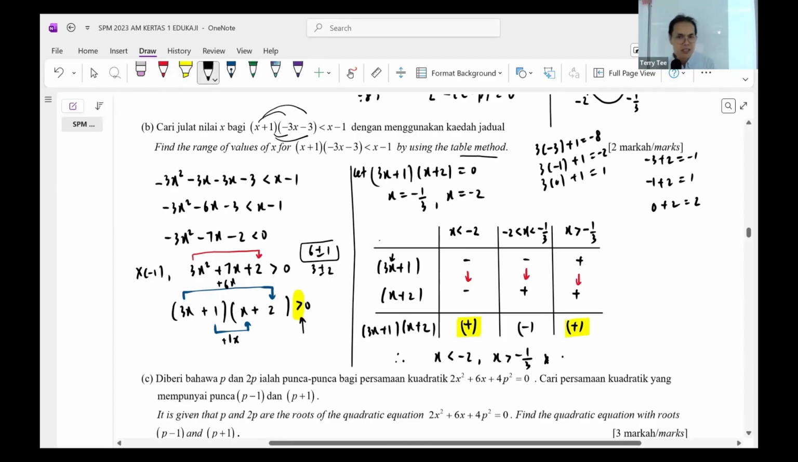I know, right? This method is really, for me, really silly. Using the graph is a lot faster, right? The table method, you have to show so much working. But what to do? The question asks us to use this method. You have to really show this. You can't use any other method.